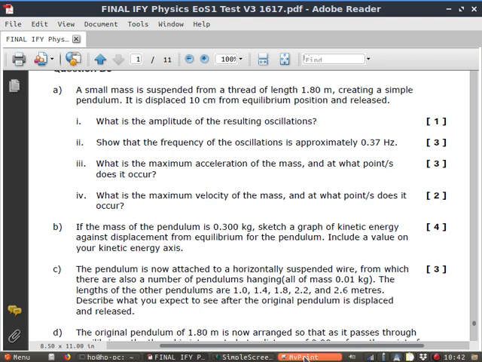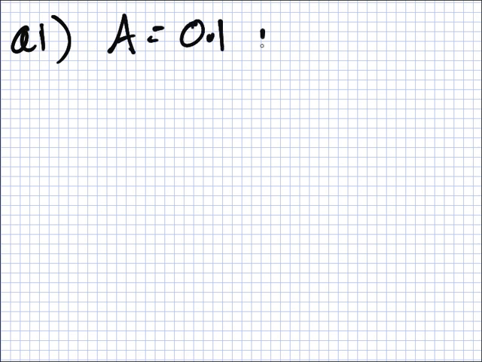A small mass is suspended from 1.8. What's the amplitude? 10 centimeters, isn't it? Yeah. Okay, well that's easy peasy. You keep it cool, Zach. Wrong. Okay, just minus 0 then. Oh, that's minus 0. Well, that seems very easy. Minus a 0 would still be 0.0. Zach.